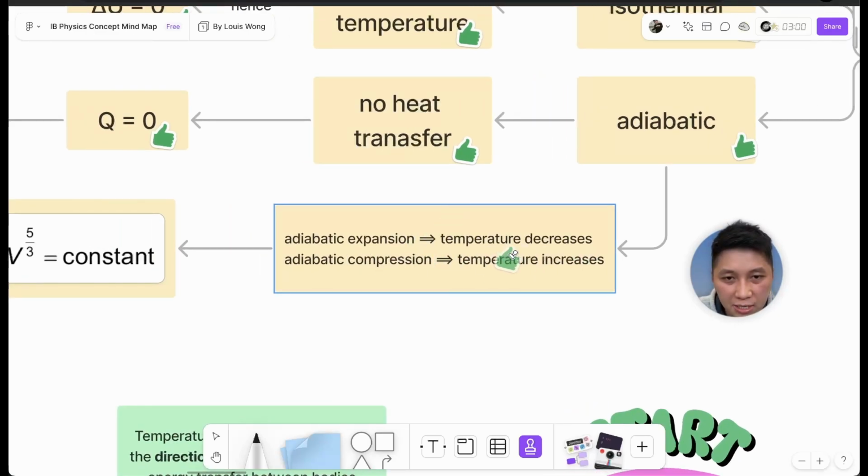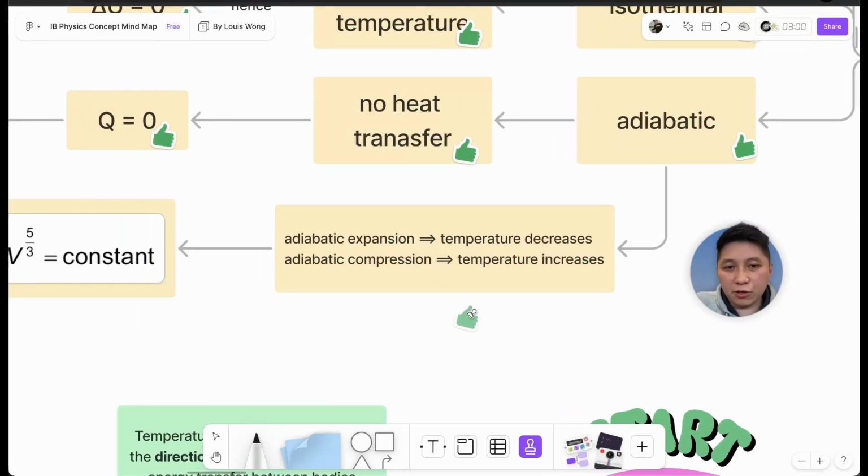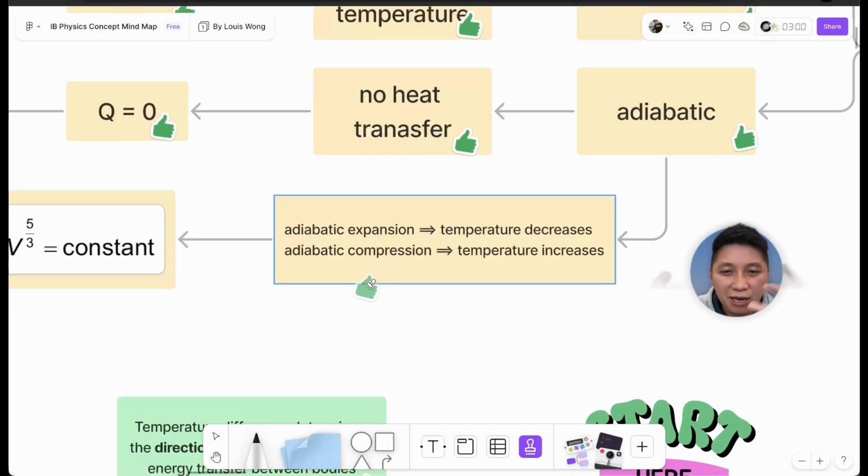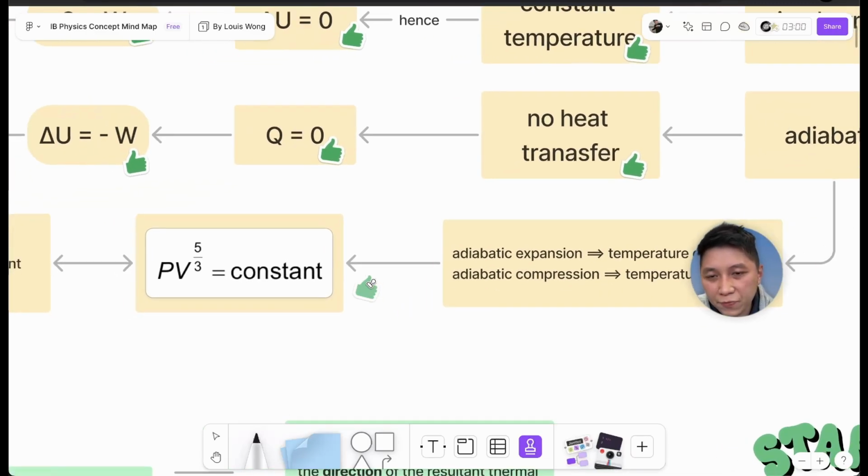Okay, then you can see here. When it expands, the temperature will decrease, just like how the gas gets colder when you go to a higher altitude in the mountain. And for the compression, it will have the temperature increase. So if you have seen those fire syringes, you compress it, and then you can make a small fire out of that.